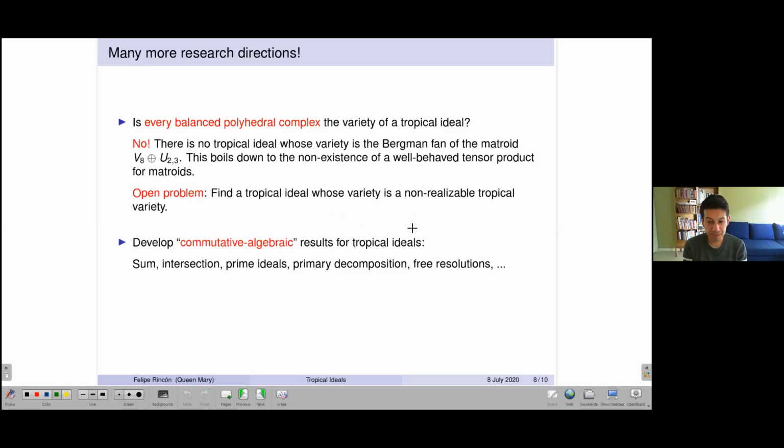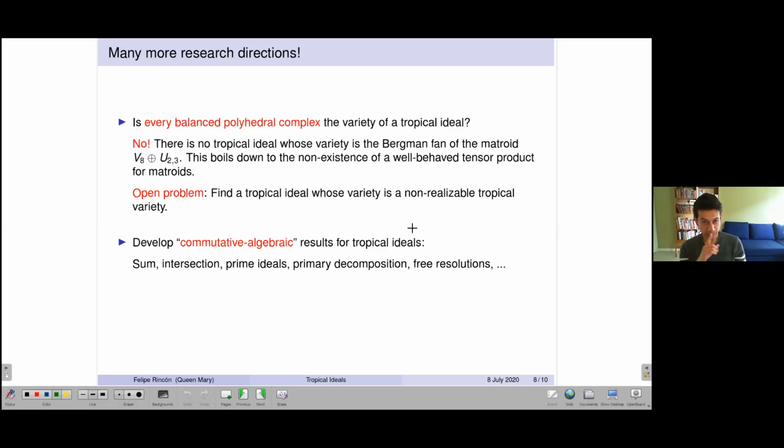One thing you might try is to start with a tropical variety and consider all tropical polynomials that vanish on that variety. It turns out that that's not a tropical ideal, for instance. Or you could also require, as a naive definition, that if a power of the polynomial is in the ideal, then the polynomial is in the ideal. That also doesn't produce tropical ideals. It doesn't satisfy this monomial elimination axiom. So that's a very good open question, I guess, to come up with a good notion of radical ideal.